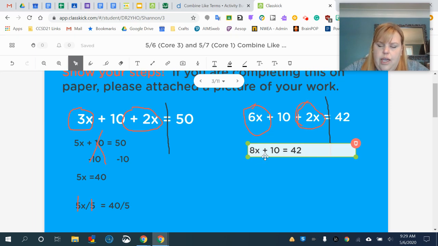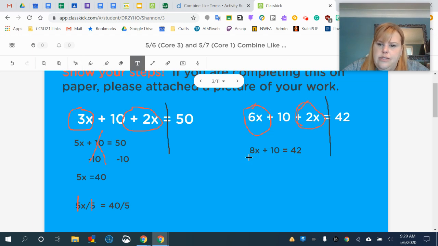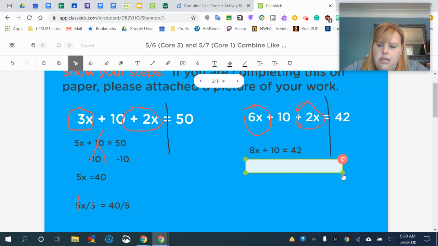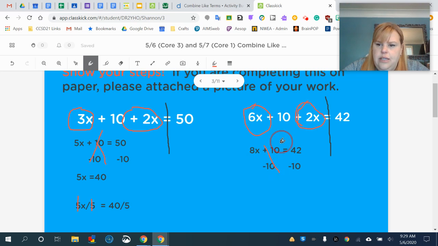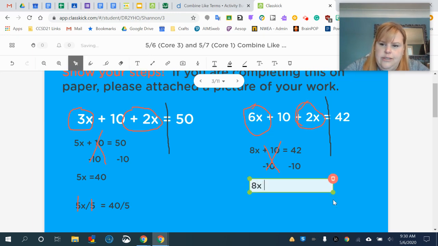Okay, I'm going to take another look at my left side. Nothing to combine there. Those are not like terms. I'm going to look at my right side. Nothing to combine there. So I'm going to move on. Now it is simply a matter of solving equations. Want to get that x by itself. I have a plus 10, so I want to subtract 10 from both sides. When I do that, my 10s on this side cancel out, and I am left with 8x equals, what's 42 minus 10?